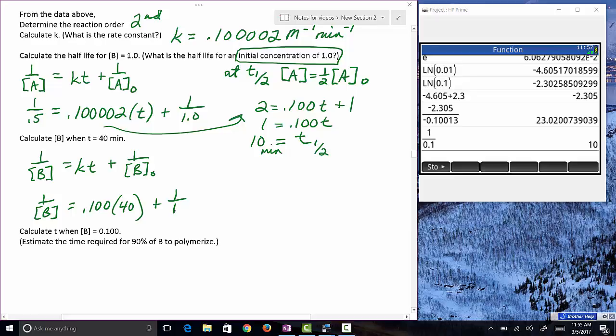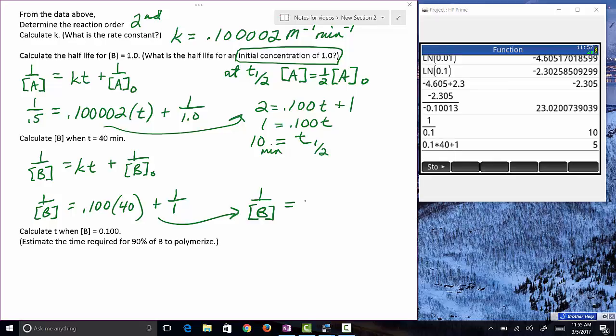Okay, so that means 1 over B is going to equal 0.1 times 40, and then plus 1. So that gives me 5. 1 over B is 5, which means the concentration of B is going to be 1/5.